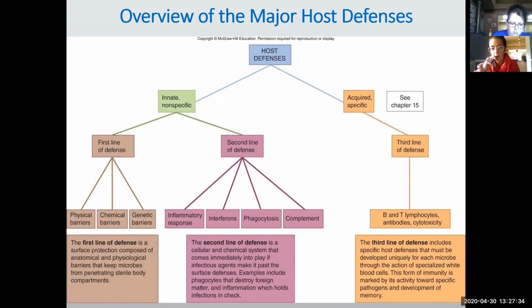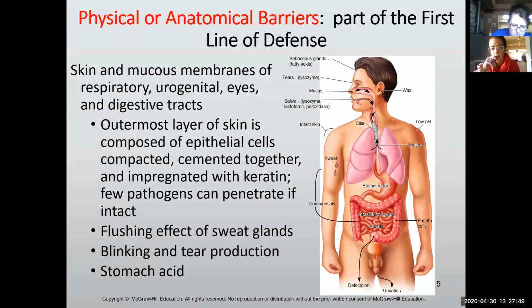So the chapter, in essence, just literally goes through these two lines of defense, starting with physical barriers and working all the way down to complement, and that's the end of the chapter. That's basically how it's laid out. So again, first line: physical barriers that we have at our disposal to protect us. A lot of this is just intuitive, should be perfectly understandable, right?